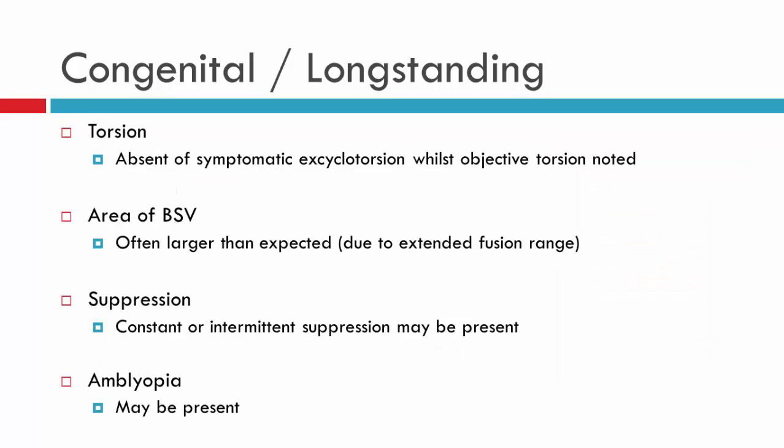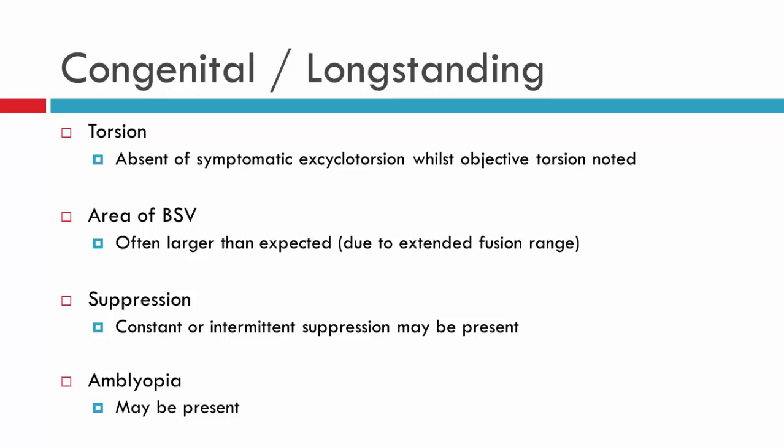The absence of torsion is a hallmark of a congenital fourth nerve palsy. So as we've previously discussed in other videos, if you see objectively excyclotropia and the patient is not experiencing subjective torsion, then what you have here is a patient with a congenital fourth nerve palsy, or at least one that developed during childhood.